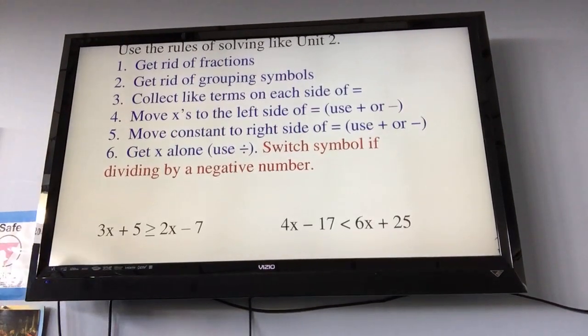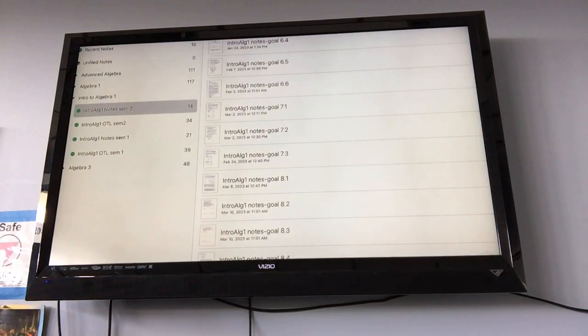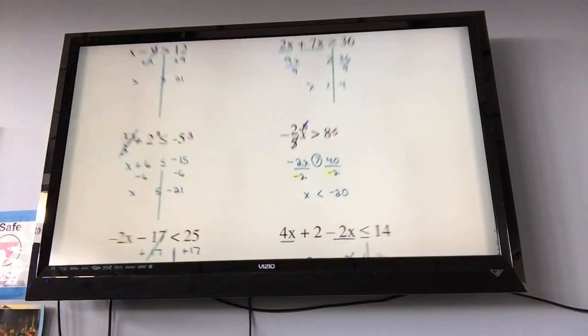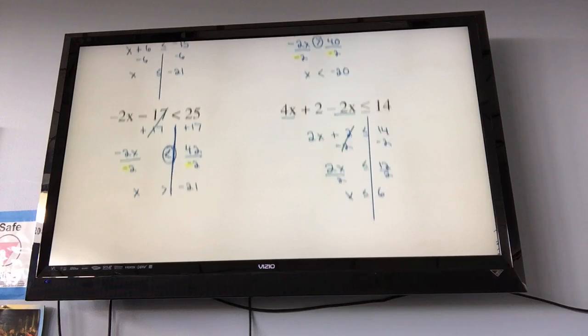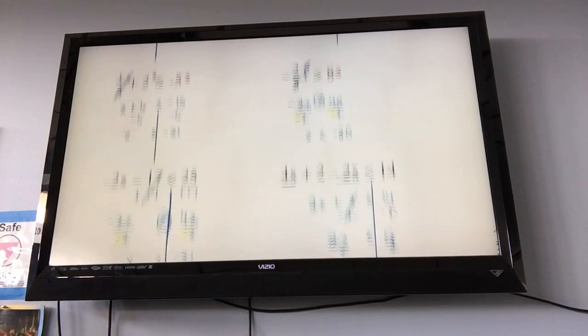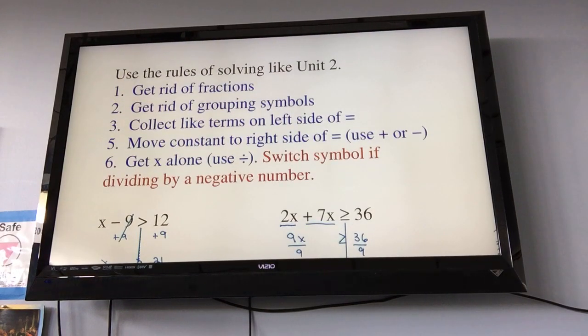All right, the only difference between our 8.1, that we did well on, and our 8.2 is that x is on both sides, okay? So if we look back just for a real quick at our notes from 8.1, in all of these solvings there was x only on the left side of the inequality. So we didn't have to move x's from the right to the left or the left to the right, okay? All our rules are still applying.